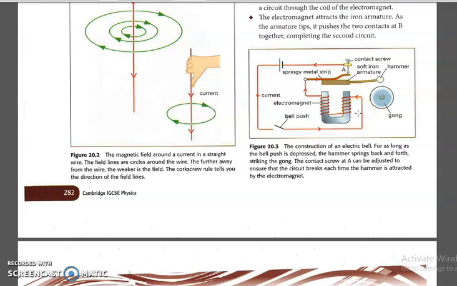So after that, it will be back to this position, that is, this springy metal strip will be back to its original position. After that, the circuit is completed again and will be magnetized, and this process continues. This is how an electric bell will work.